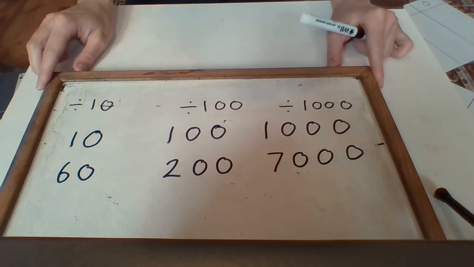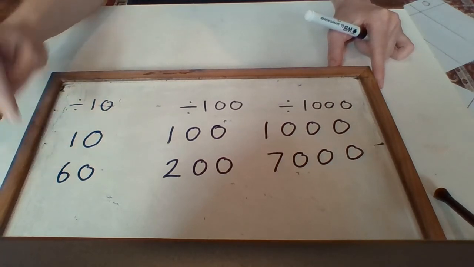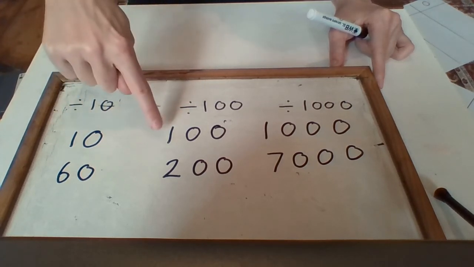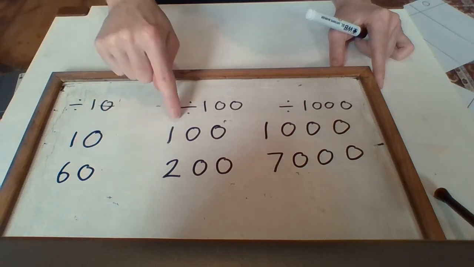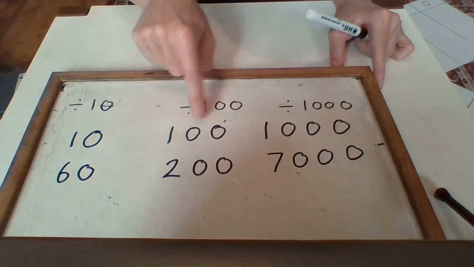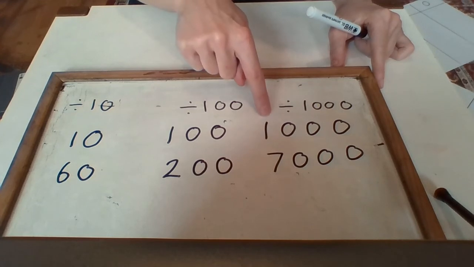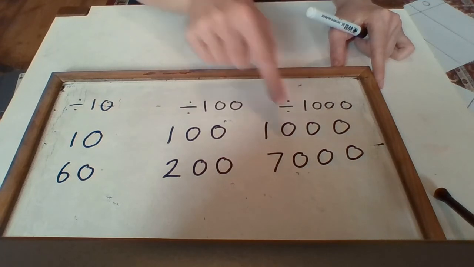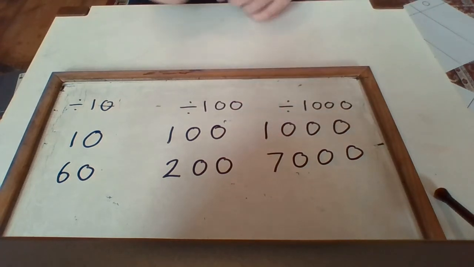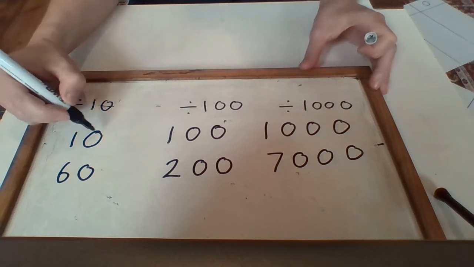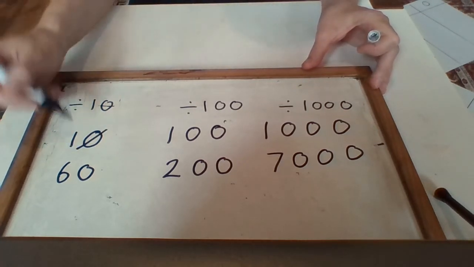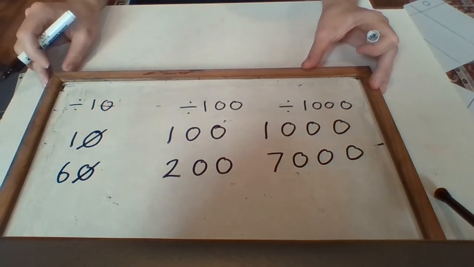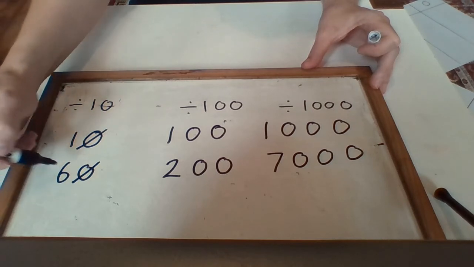Just look at these numbers with me for a moment. Here we've got the numbers 10 and 60. We know that this 1 is worth 10 because of this 1 zero after it. These numbers 100 and 200, we know the 1 and 2 are worth 100 because of the 2 zeros after them. And these numbers 1,000 and 7,000, we know this 7 is worth 7,000 because of the 3 zeros after. So 10 divided by 10, if I remove this 0, I change the place value, and this becomes a 1 again. 60 divided by 10. If I remove this 0, I change the place value, and this becomes 6 ones again.